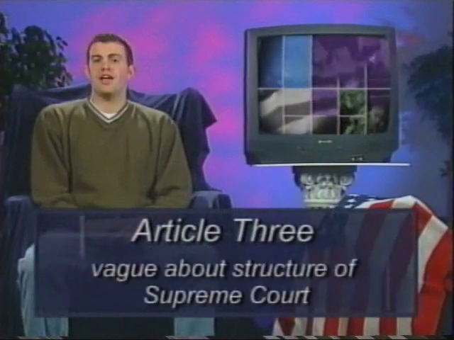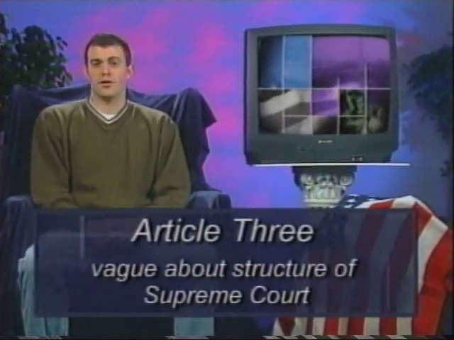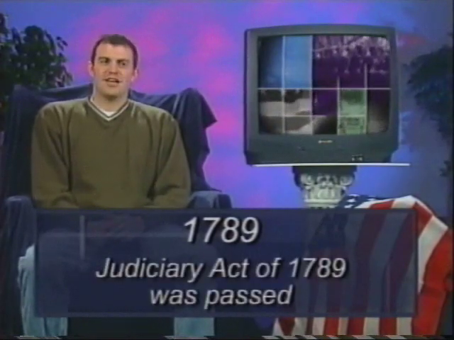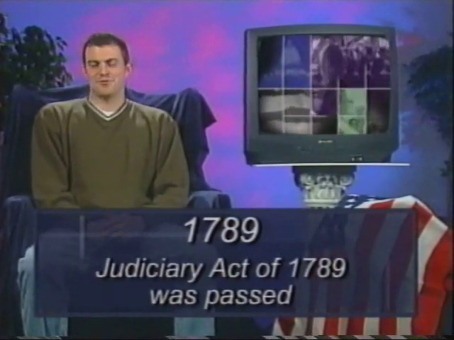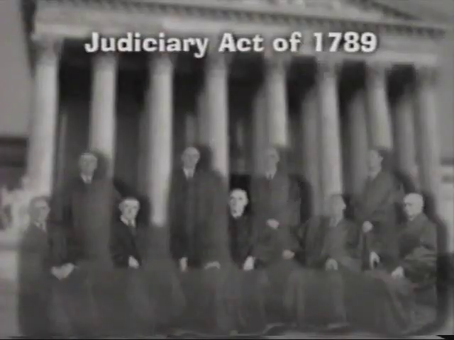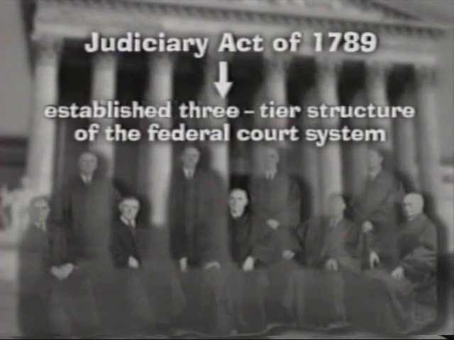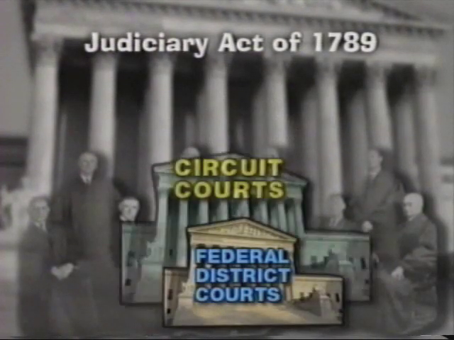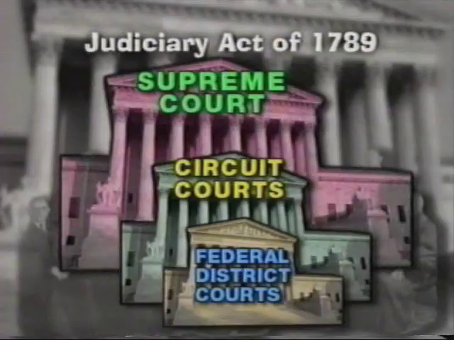Article 3 was a bit vague when it came to the structure of the Supreme Court. That's why, in 1789, the Judiciary Act of 1789 was passed. The Judiciary Act of 1789 established the three-tier structure of the federal court system. Those three tiers include the federal district courts, the circuit courts, and the Supreme Court.